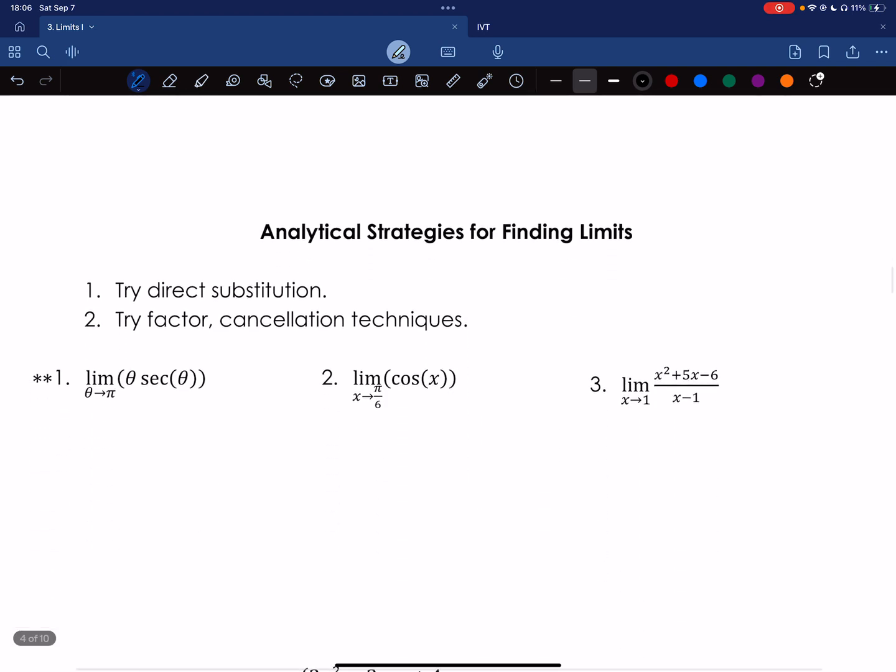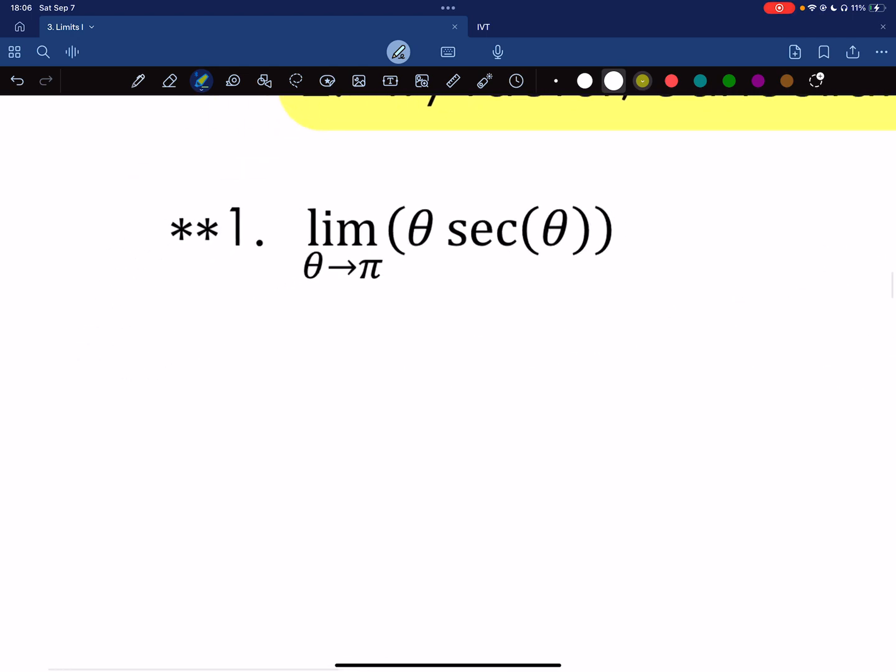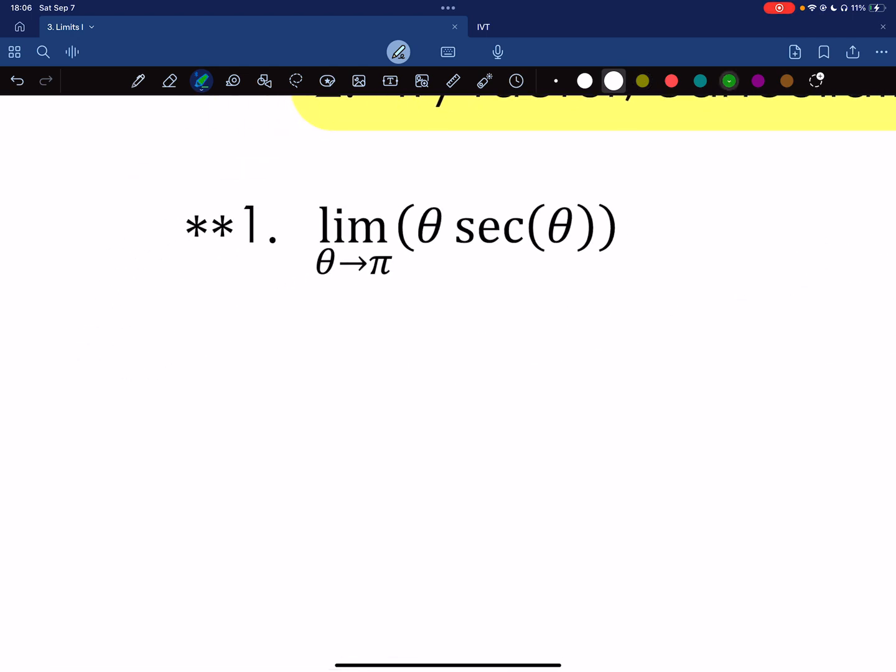Okay, next part. So now we're moving into strategies for this. So now we're actually going to be doing this algebraically with some algebraic strategies. So first thing you always need to do is you need to try direct substitution. And then if that doesn't work, try to factor or cancel. Okay. So this first question is a previous AP test question.